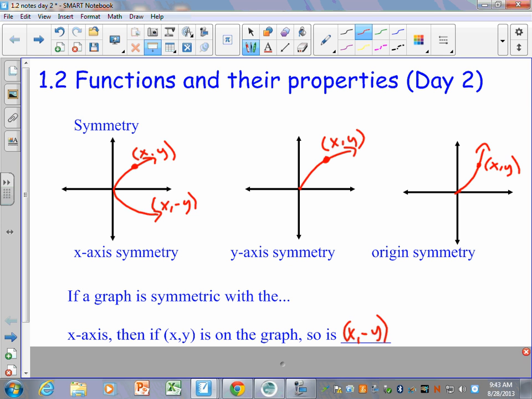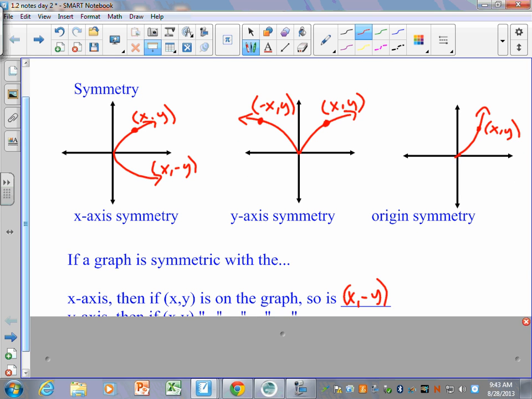And if I'm doing the same thing with the y-axis, that would be flipping it over this way, like a parabola. But for my graph I drew here, it would look something like this. And so the y stays the same on this one, but the x changes sign. So for every x, y on the graph, it changes to negative x, y. And think about a parabola, that's true. If you plug in x and negative x, you get the same thing out of it.